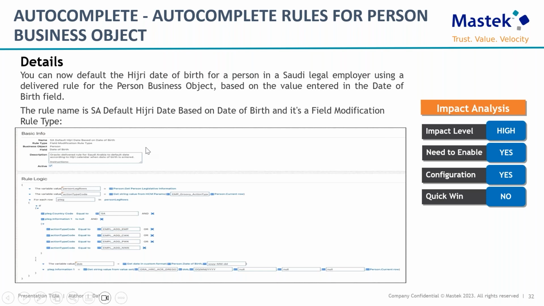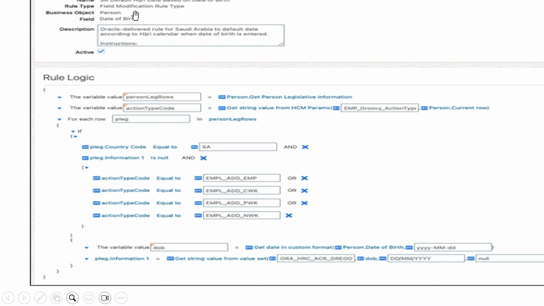If we look closely at this rule now, it is a field modification rule type and the business object is person. The field is date of birth, and this would trigger based on the legislation code and the type of transaction that is being performed, either adding an employee, contingent worker, a pending worker, or a non-worker.